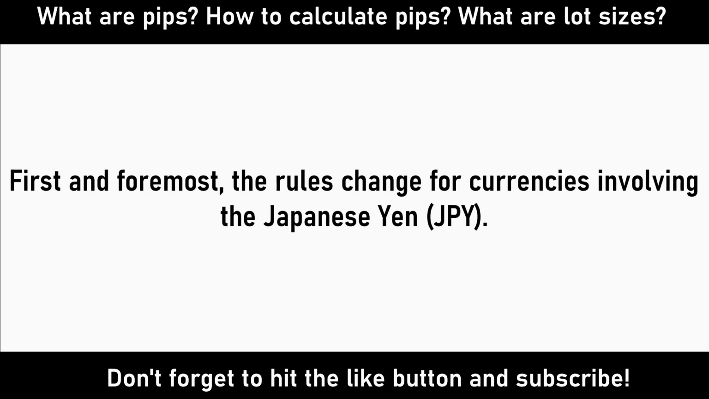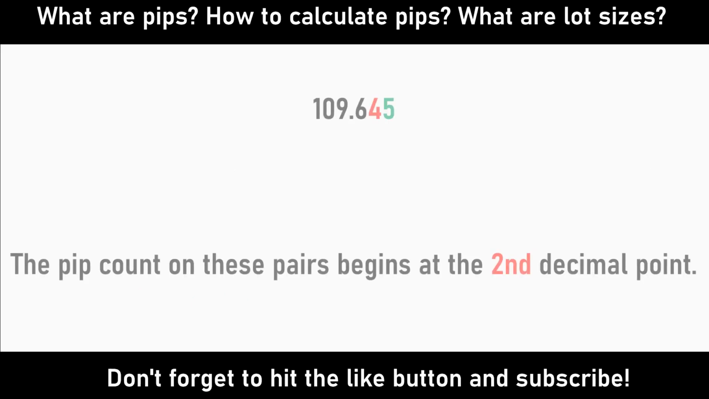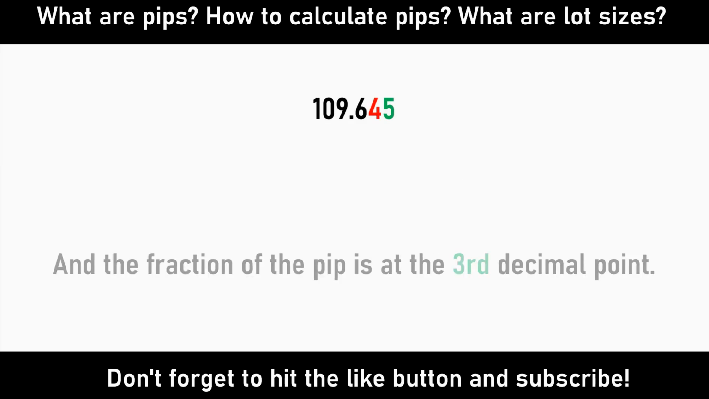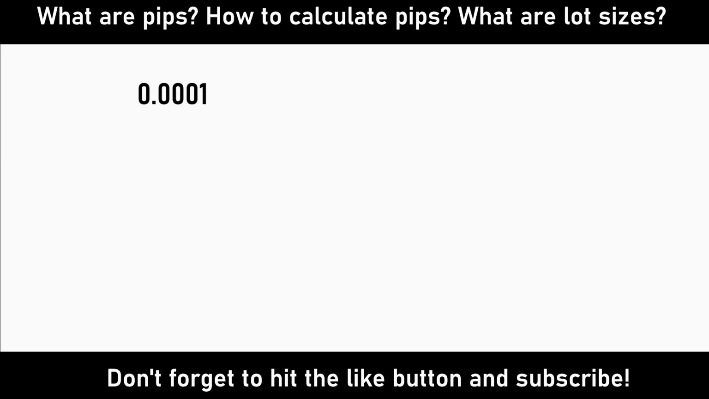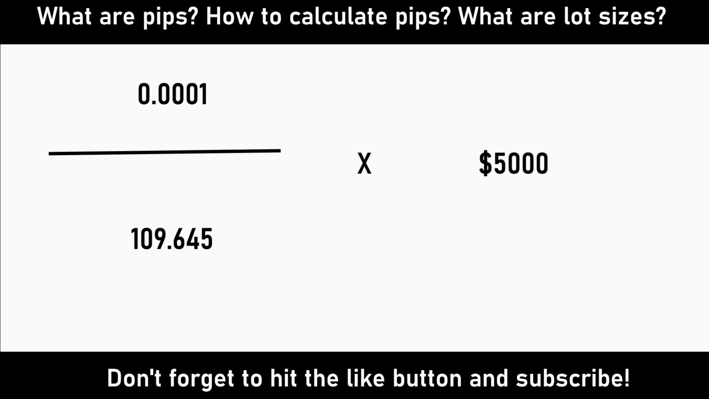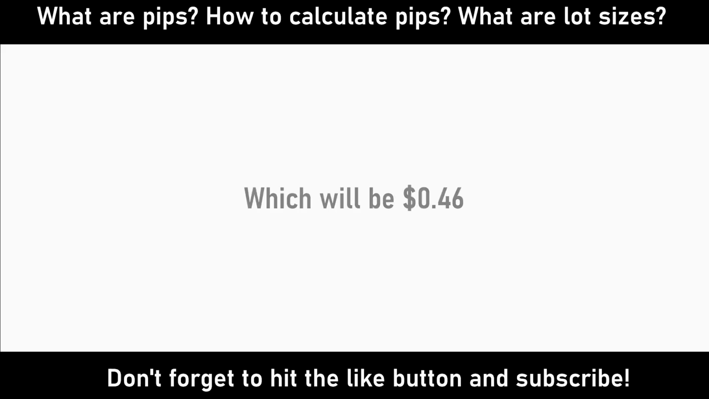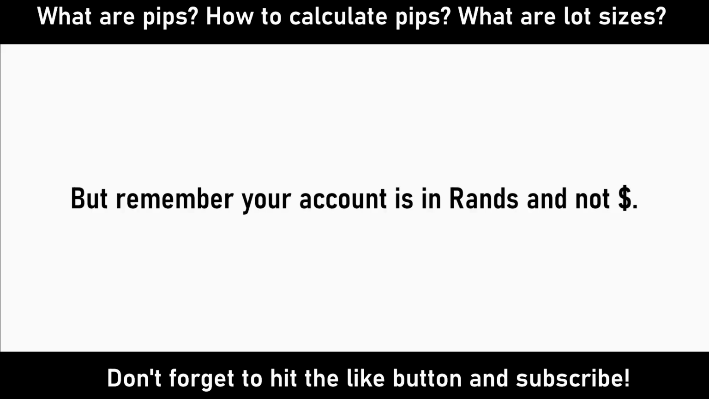First and foremost, the rules change when it comes to currencies involving the JPY. The pip count on these pairs begins at the 2nd decimal point, and the fraction of that pip is at the 3rd decimal point. So then we start by dividing the pip by the current exchange rate, and we multiply that by 5,000 units in the base currency, this being the dollar, which will equal 46 cents in dollars. But remember that your account is nominated in rands and not dollars.